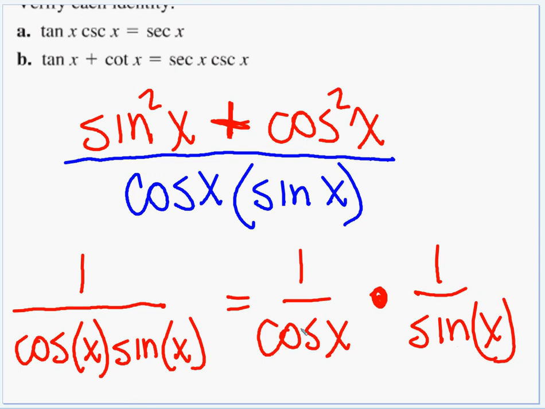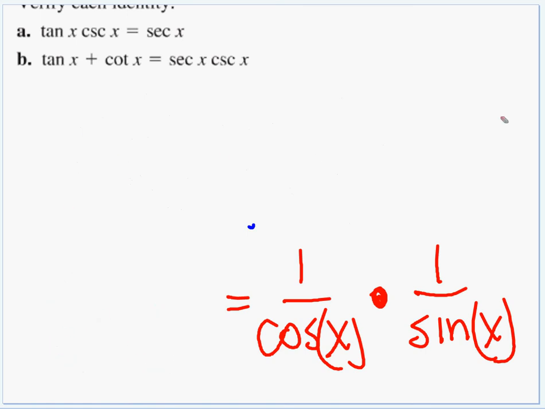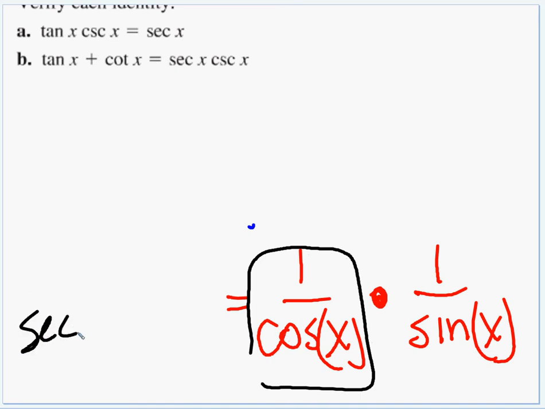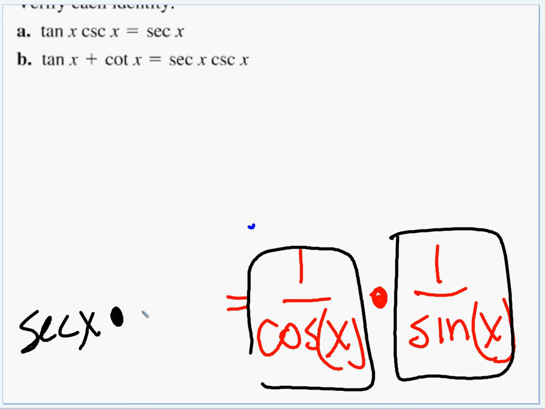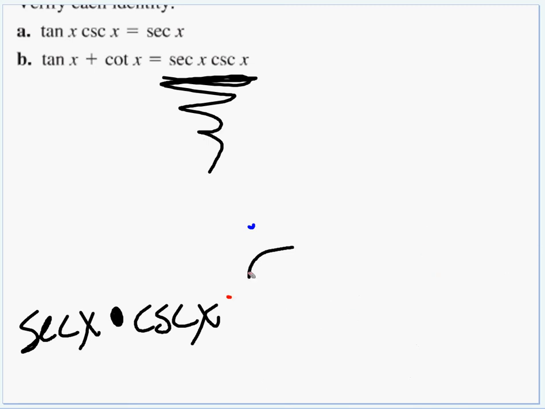Because if we were to multiply back straight across, we'd be back to where we started. We're about to fall across the finish line. This 1 over cos is equal to secant of x, times 1 over sine, that's equal to cosecant of x. And that was our finish line. Good job.